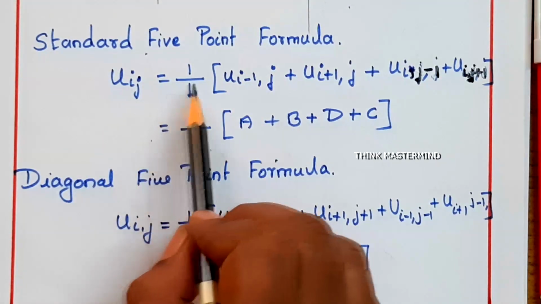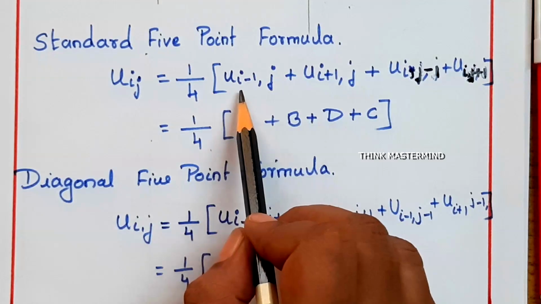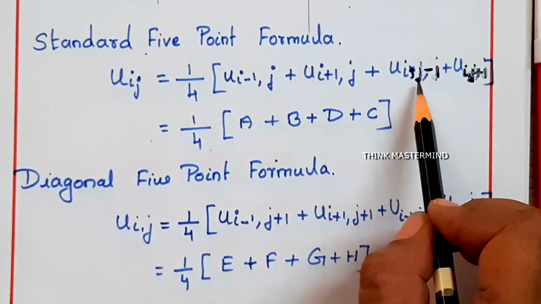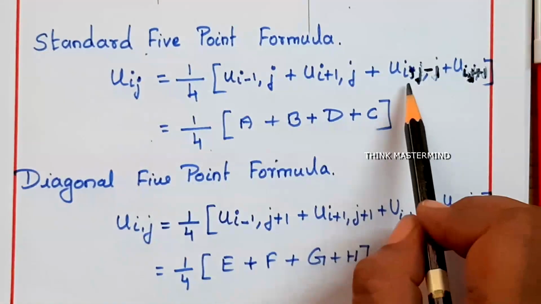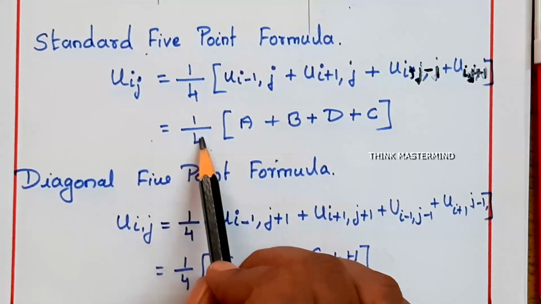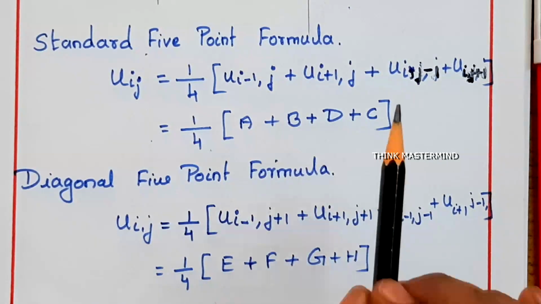u is equal to 1 by 4 times of the left hand side u value and the right hand side u value plus the values vertically above the point u(i,j), that is the point above and the point below. That is equal to 1 by 4 times of a plus b plus c plus d.